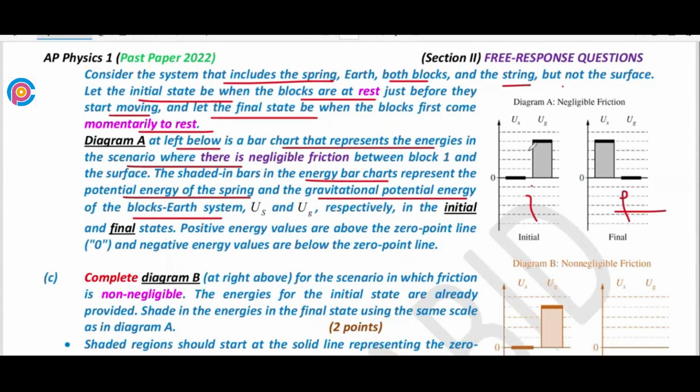You can see in the initial state the spring energy is 0 and the gravitational potential energy is maximum. Finally, when the spring is fully stretched, the potential energy in the spring is maximum and the gravitational potential energy is minimum. So this is diagram A explaining all of this. Positive energy values are above the zero point and negative energy values are below it. So upward is positive and downward is negative.